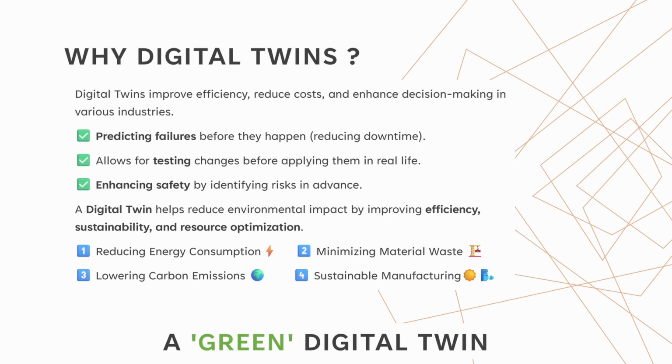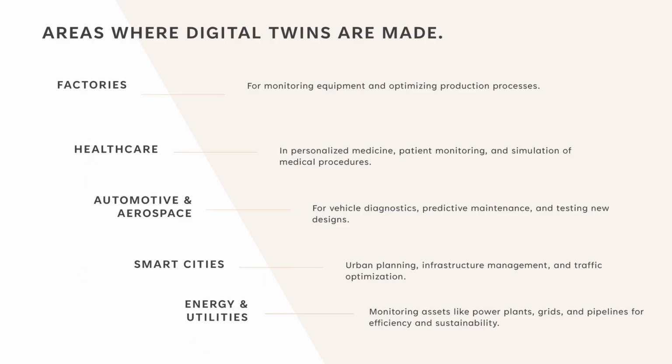Next, why digital twins? Now, as we can see here, digital twins improve efficiency, reduce costs, and enhance decision making in various industries. They can predict failures before they happen. It allows us to test changes before applying them in real life and enhance safety by identifying risks in advance. And it also helps to reduce environmental impact. So, these are the several areas where digital twins are made.